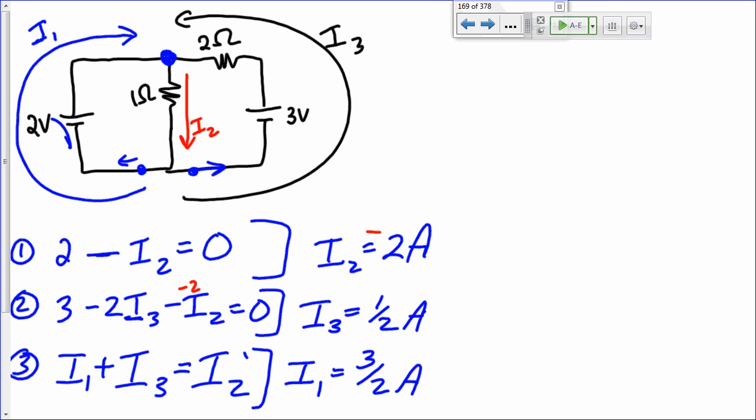Jose? For which one? I was just doing it in my head. Let me just double check. So solving the second equation, I would say 3 minus 2i3 minus I2, which is minus 2, equals 0. So that's 1 minus 2i3 equals 0. 1 minus 2 times 1/2 is 0. Yeah, that's correct.